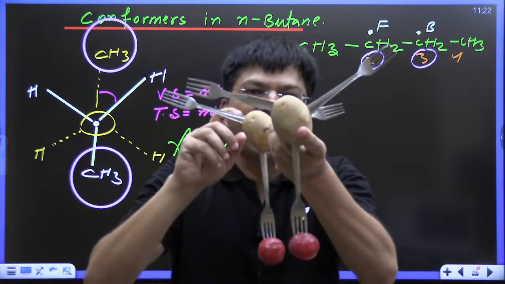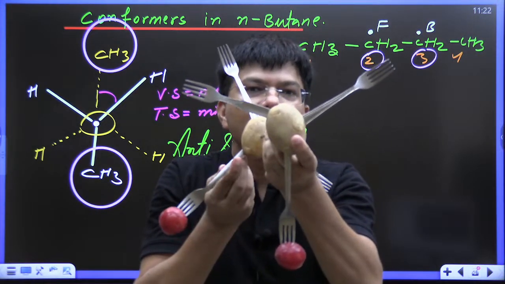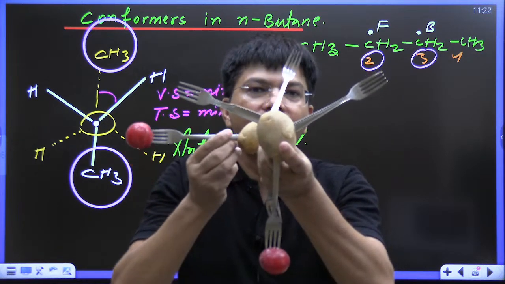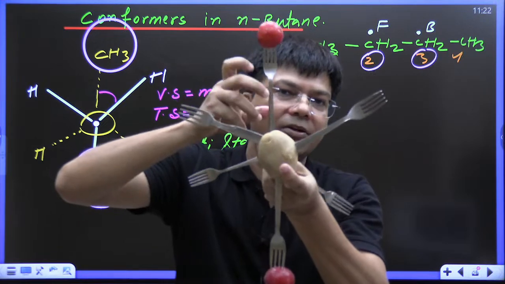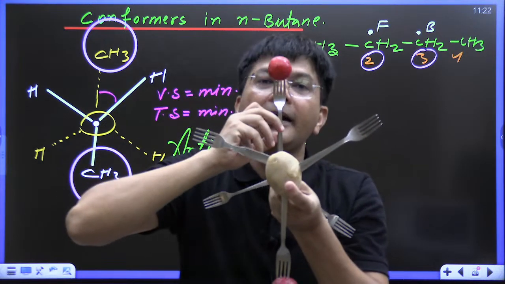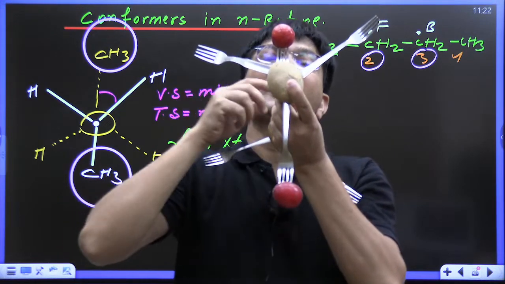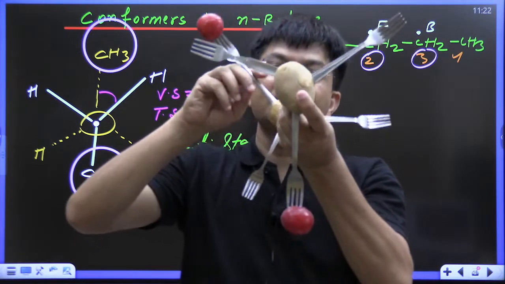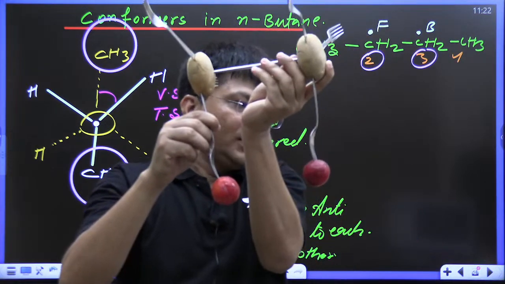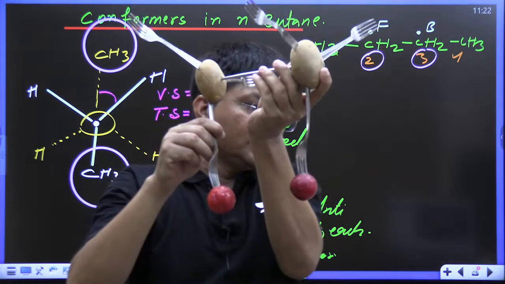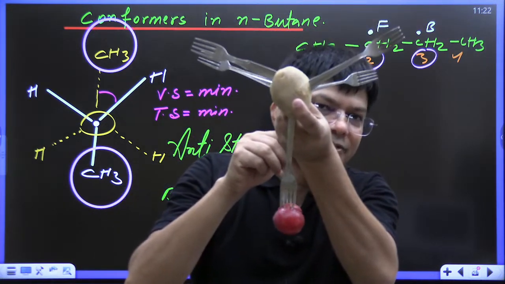Now, there are infinite conformers. You can see there are infinite conformers by rotating by any angle, but this one is more stable, because this bulky methyl and this bulky methyl are far away from each other. That is the anti form. And this is the least stable form, that is the fully eclipsed form, kids.